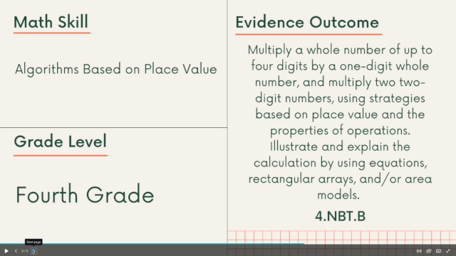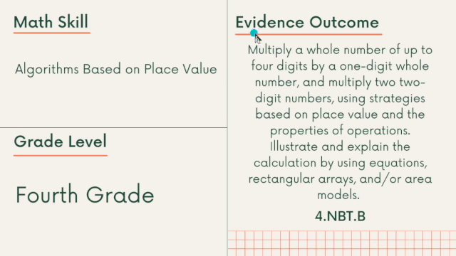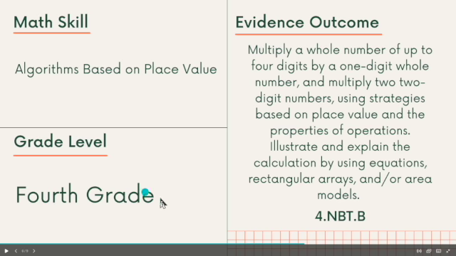All right, and then next is algorithms based on place value. The evidence outcome is that students should be able to multiply a whole number of 2 to 4 digits by a 1-digit whole number and multiply 2-digit numbers using strategies based on place value and the properties of operations, and illustrate and explain the calculation by using equations, rectangular arrays, and/or area models. Students should be able to do this by 4th grade, and here is the standard.